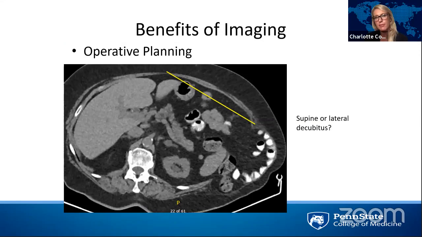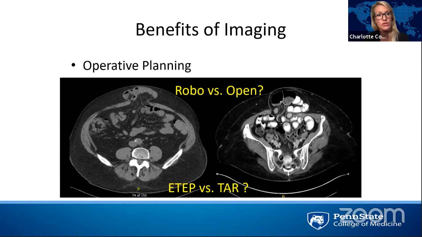Another benefit of imaging is operative planning. One of the things that we've noticed is that for patients that have a flank hernia, if you are about 8 centimeters away from the midline without a midline defect, those hernias should be approached laterally. So imaging can really help tell you even how to position the patient in the OR. And not only does it help with patient positioning, but it can tell you what sort of surgery is available to that patient.